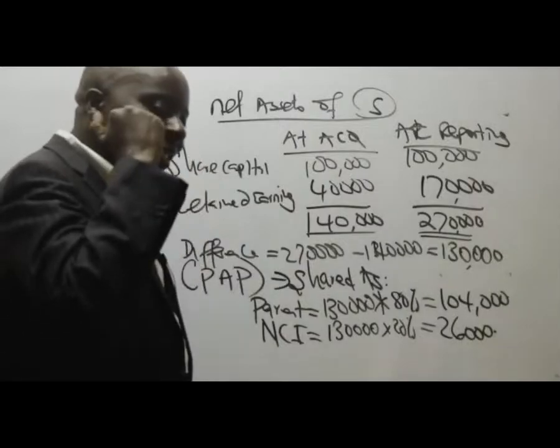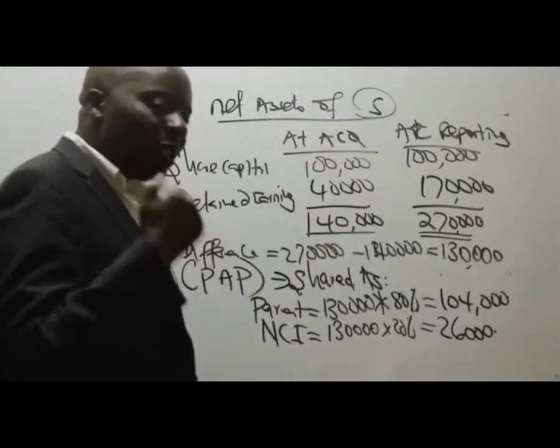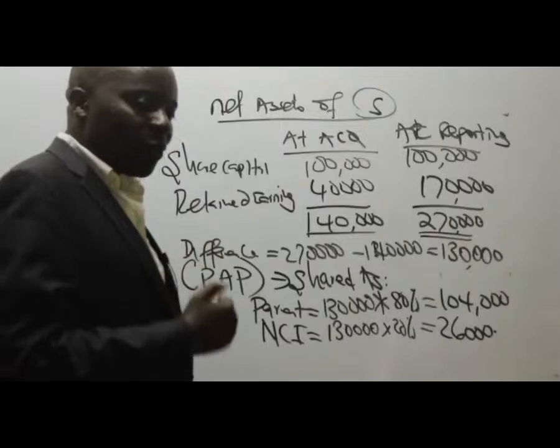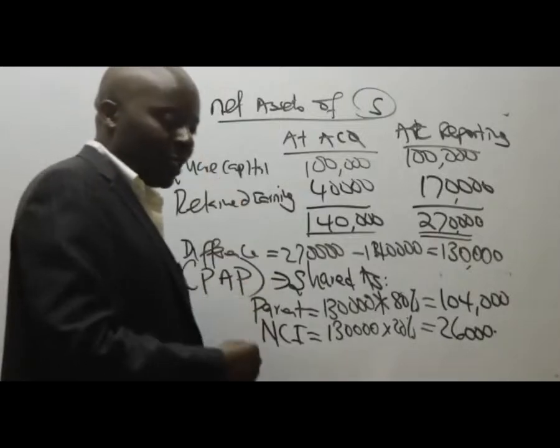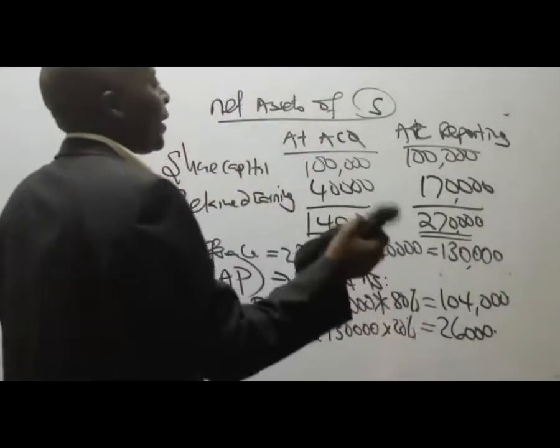And you must give us net assets of each subsidiary that you have. So we have the net assets of S. Now give us the net assets of SS.